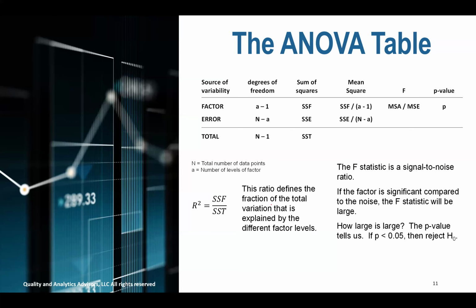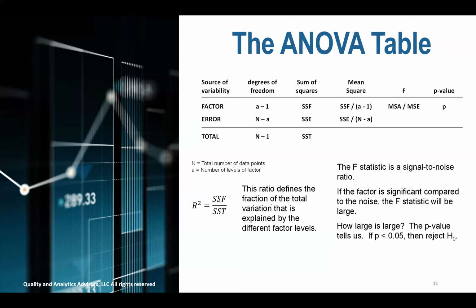represented in this table by the mean square of the factor divided by the mean square of the error. So to calculate that, I need to calculate the sum of square for the factor, the sum of square for the error, and the total sum of squares. I also need to calculate the degrees of freedom.